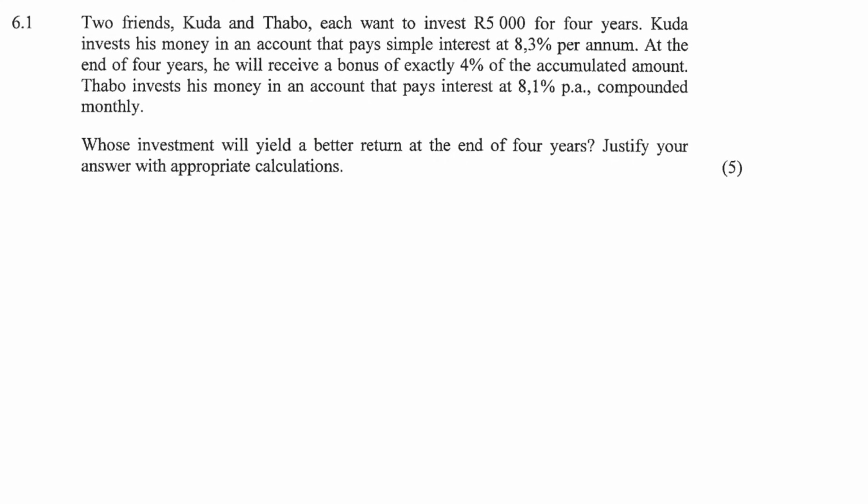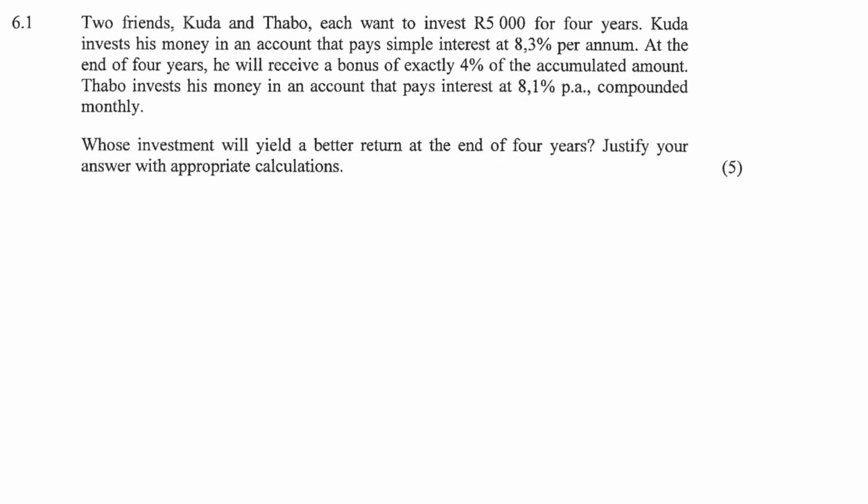Two friends, Kuda and Tabo, each want to invest 5,000 Rand for 4 years. Kuda invests his money in an account that pays simple interest, 8.3% per year. At the end, he will receive a bonus of 4% of whatever he has. Tabo invests his money at 8.1%, but it's compounded monthly. Whose investment will yield a better return?